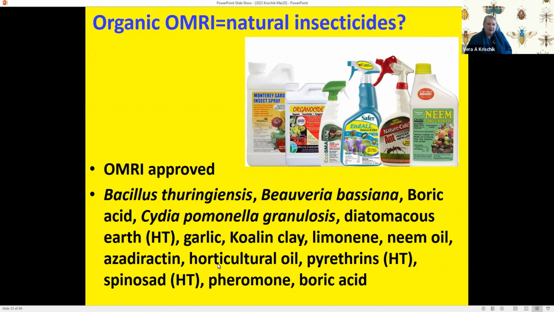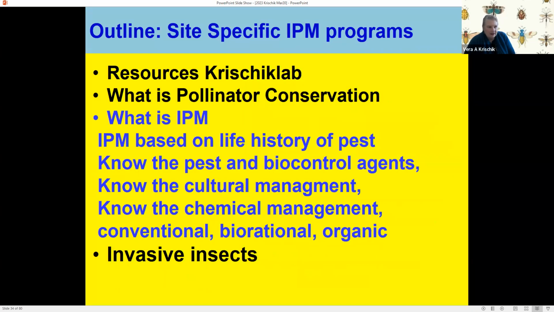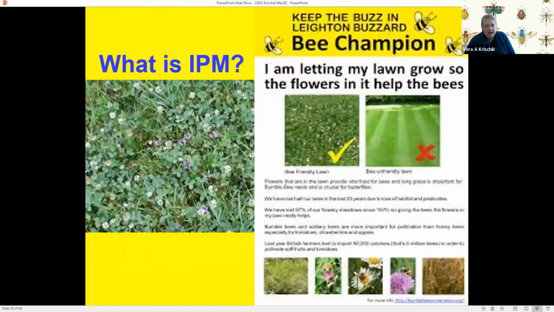Neem oil, azadirachtin, horticulture oil. Pyrethrin is the natural daisy. Pyrethroid is the conventional one that's made synthetically. So pyrethrins are just as toxic as any conventional insecticide. Just realize that. They're not non-toxic. When it's organic, it means it's a natural product. It doesn't talk about its toxicity. If it's a biorational, it means it's not very toxic. So we're going to go on to IPM now.